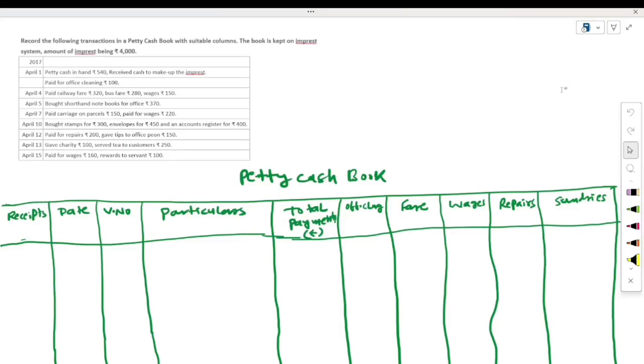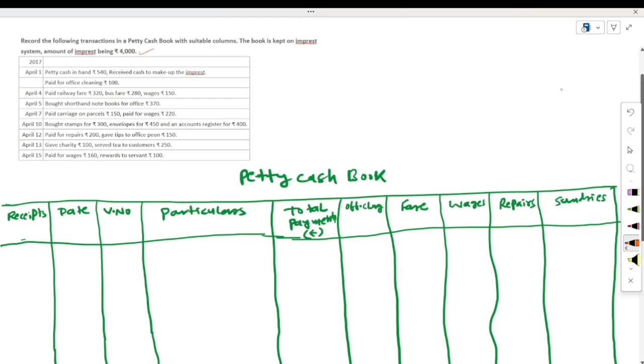Today in this video, we are going to learn the analytical petty cash book. In the previous video, we already learned about the simple petty cash book. Now we will learn the analytical type of petty cash book. Here, we have the following transactions in a petty cash book with suitable columns. The book is kept on an imprest system, with an amount of 4,000. Here a term is mentioned: imprest system.